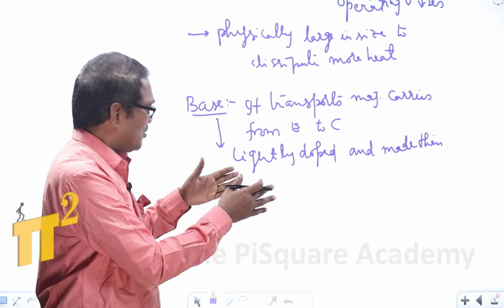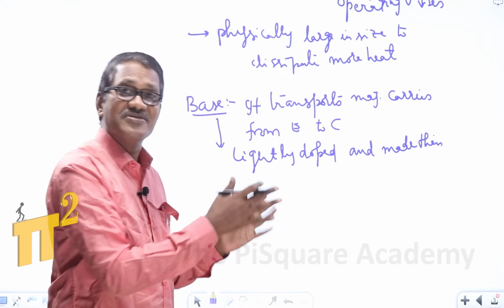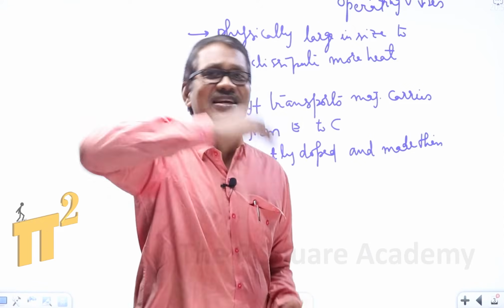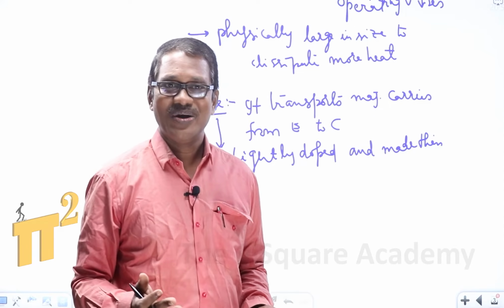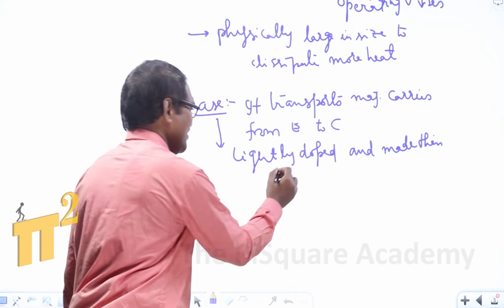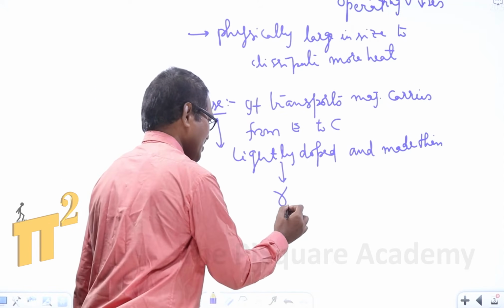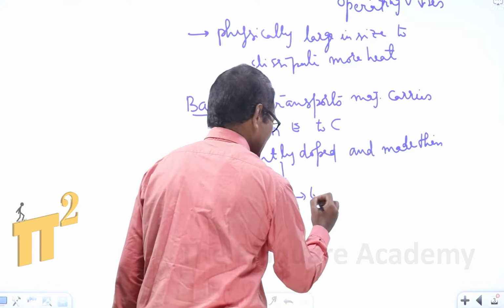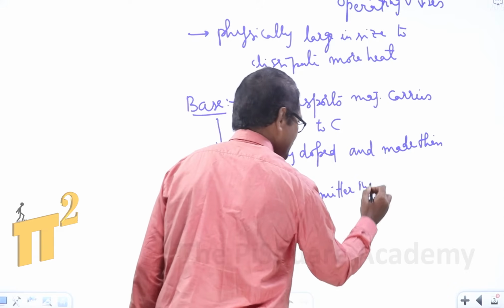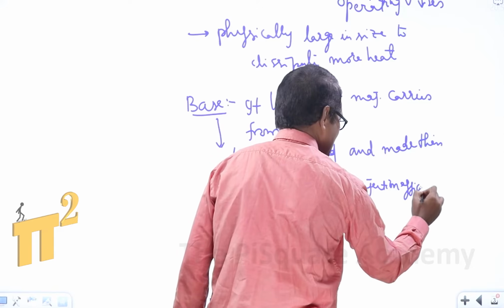If it is lightly doped, because its doping concentration is very, very less, it increases the emitter injection efficiency. Further, why must it be lightly doped? To increase the emitter injection efficiency. So the emitter injection efficiency increases because of the light doping concentration.